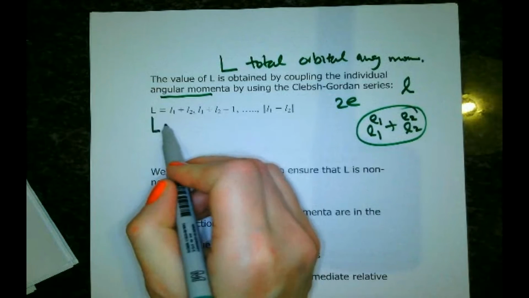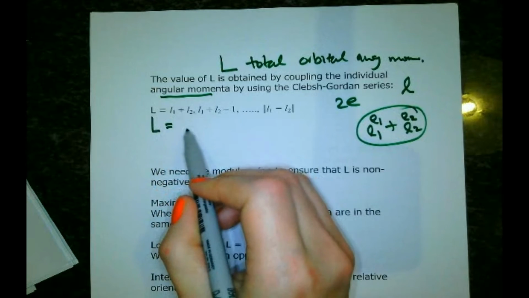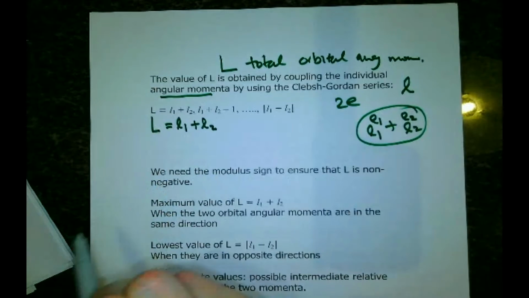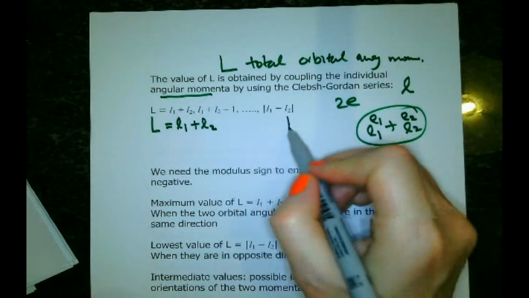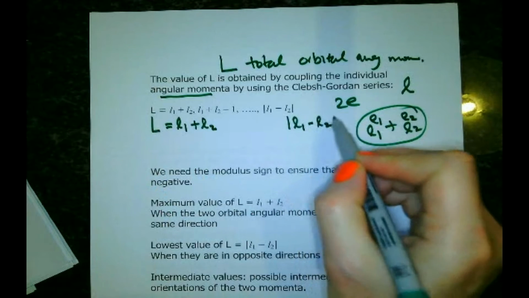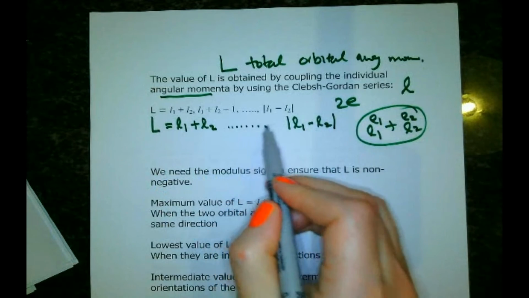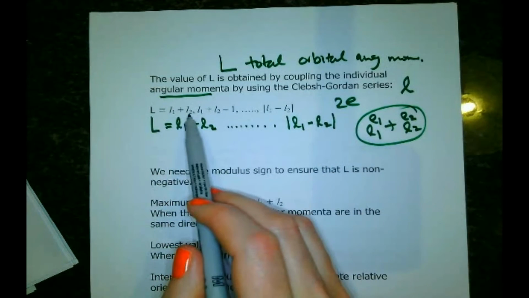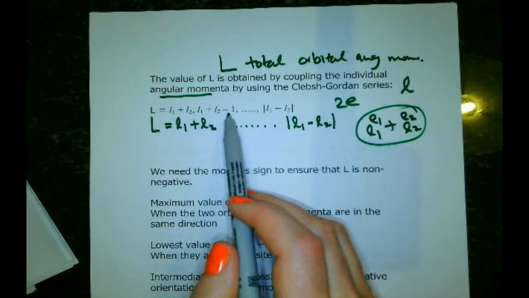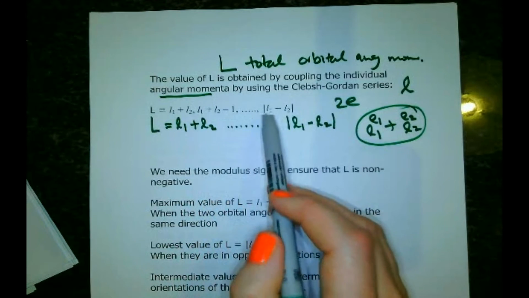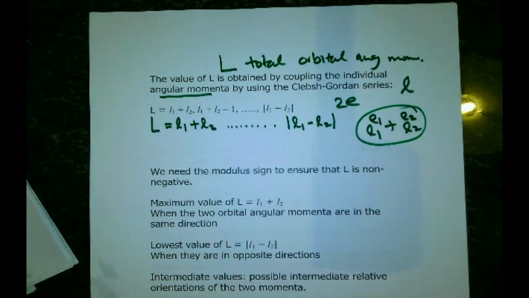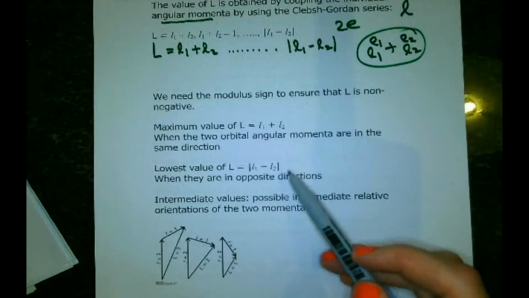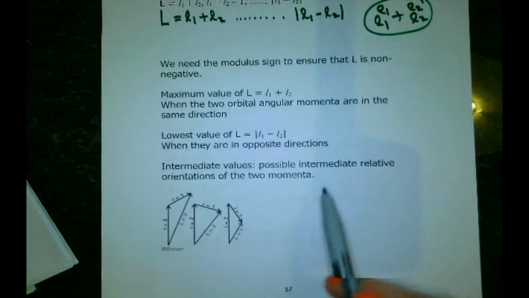What you do to get uppercase L, and I always do it the following way, I get a maximum value by adding L1 and L2. And I get a minimum value by subtracting the two. And then you basically have all the integer values in between. So the Clebsch-Gordan series is L1 plus L2, L1 plus L2 minus 1, minus 2, minus 3, until you reach L1 minus L2, but we take the absolute value of that to ensure that it's positive. So that's described there. And there are also intermediate values.